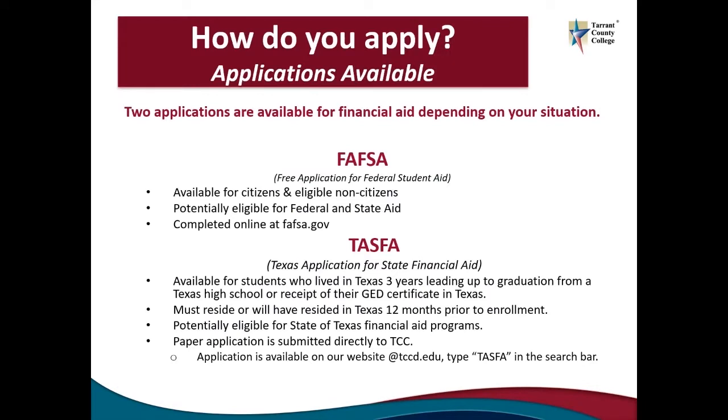So exactly how do you apply for financial aid? There are two applications that are available. Which one you fill out will depend on your situation, or basically your citizenship status. The FAFSA, which is the Free Application for Federal Student Aid, is available for citizens and eligible non-citizens. This will have you potentially eligible for any federal and state aid that we have, as well as the institutional aid. This application is completed online at FAFSA.gov.